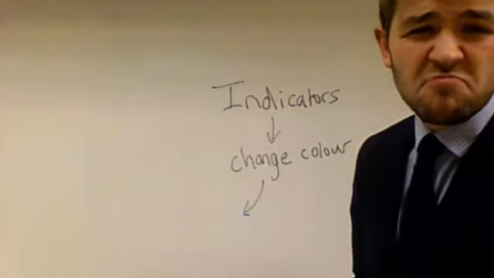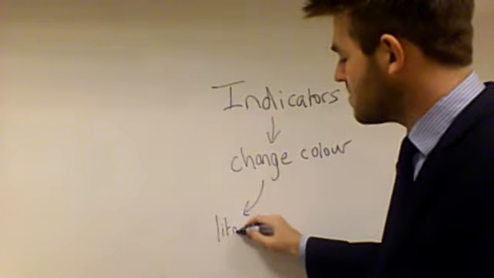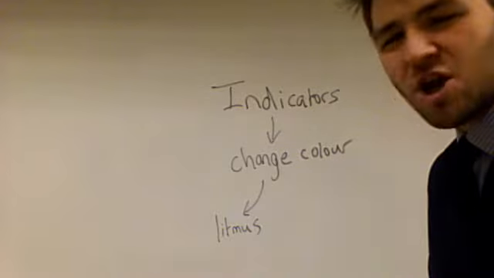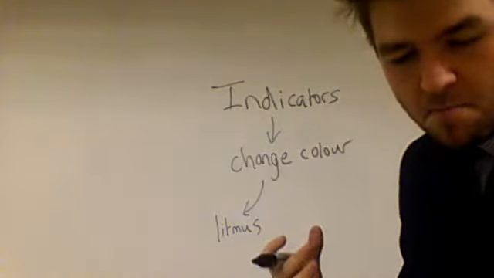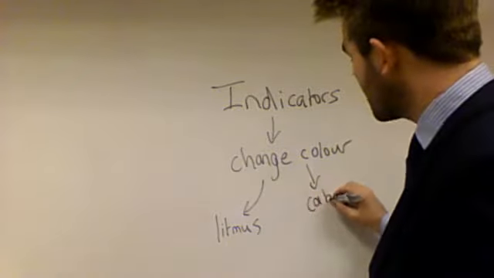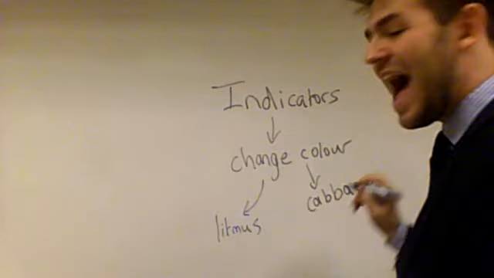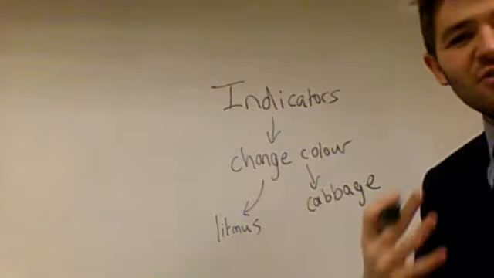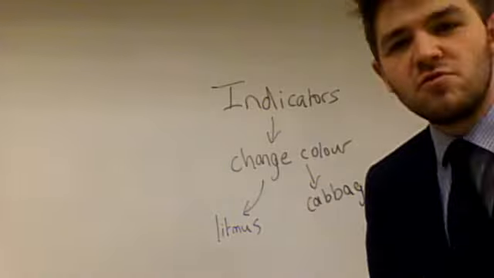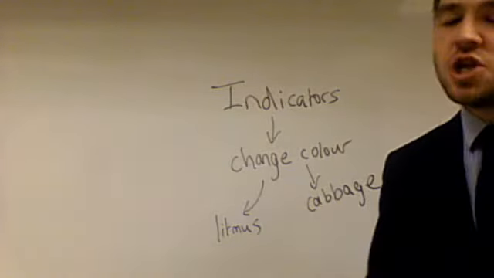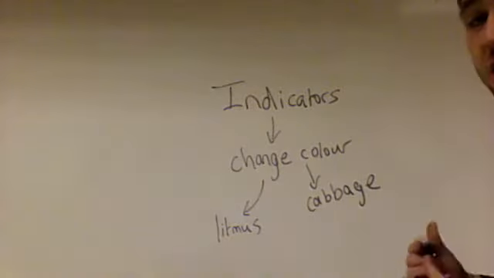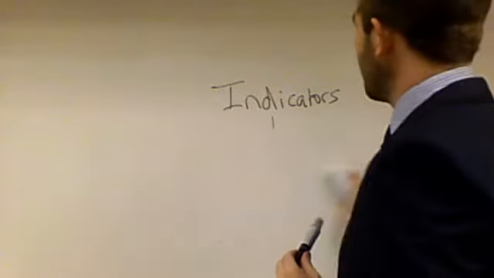And some of these can be simple. We have litmus paper, very famous, we'll use it in the lab. And litmus actually comes from lichen. It's actually a biological thing. Red cabbage can also be used as an indicator. It actually also changes colour. Now, all of these are different rules in how they work. Some change colour in acids, some change colours in alkali, some turn purple, some turn pink, and so on. They're all really good, but we actually made something even better.